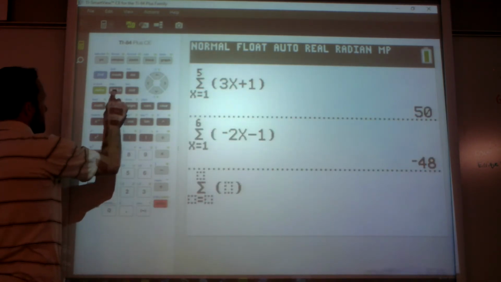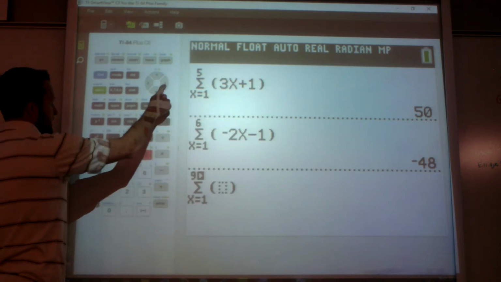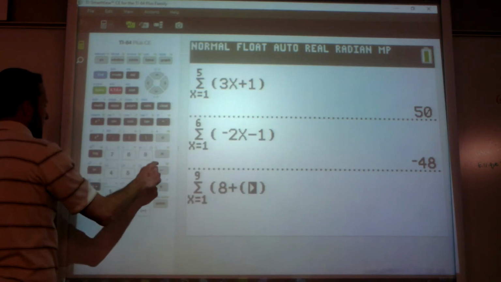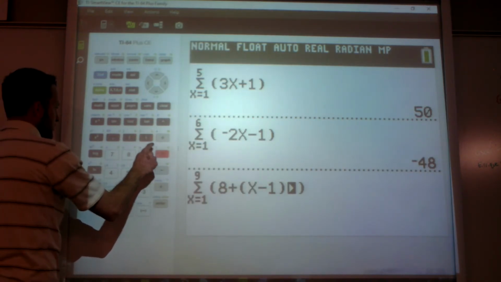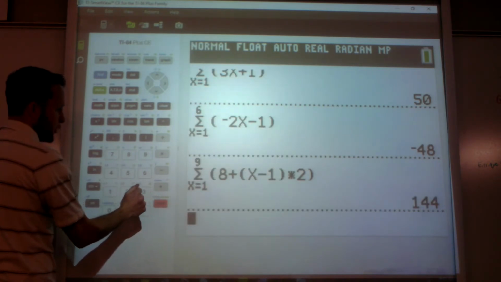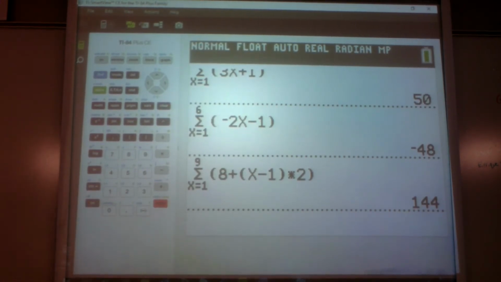We're doing x is equal to 1, and then we went to 9, and we said this was 8 plus x minus 1 times 2. Did this right, we get 144, which we get right there. So, awesome! We've got that done.